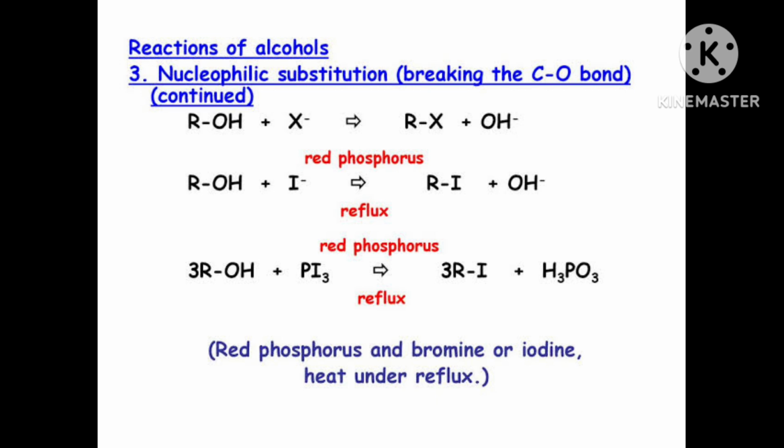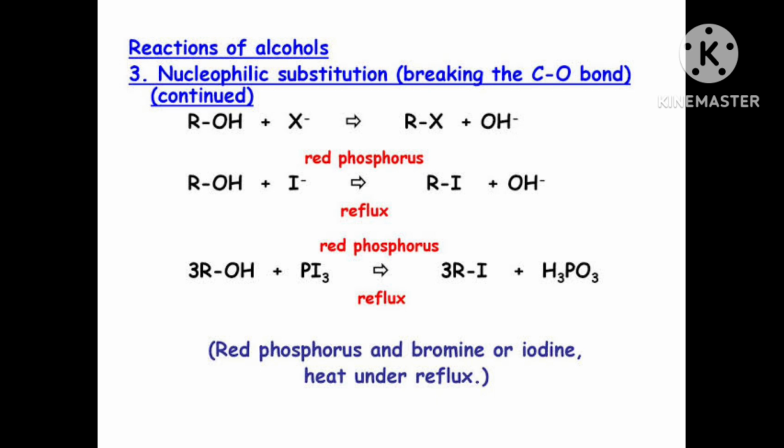3CH3COOH means 3 molecules of acetic acid, plus 1 molecule of PCl3. It will give 3 molecules of acetyl chloride, 3CH3COCl, plus 1 molecule of phosphorous acid, that is H3PO3. Correct? Now the second reaction, with ethyl alcohol, I am talking about.